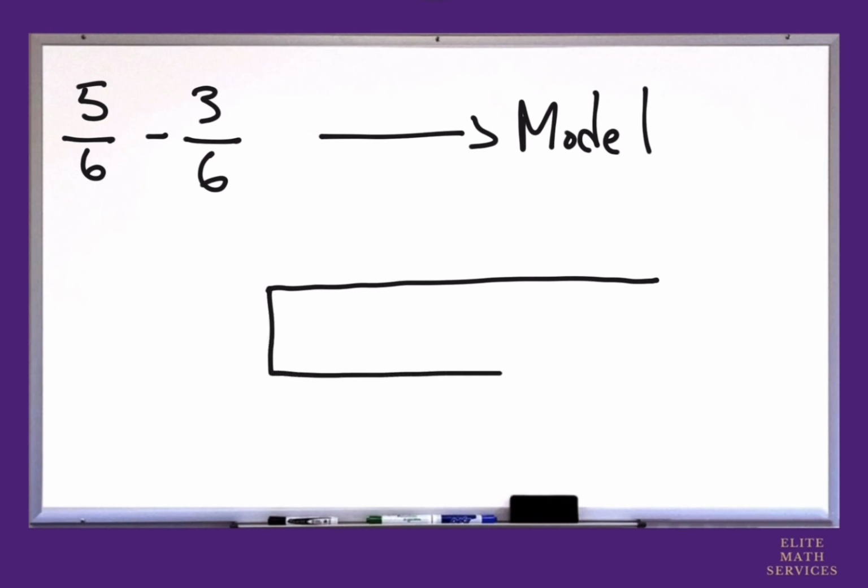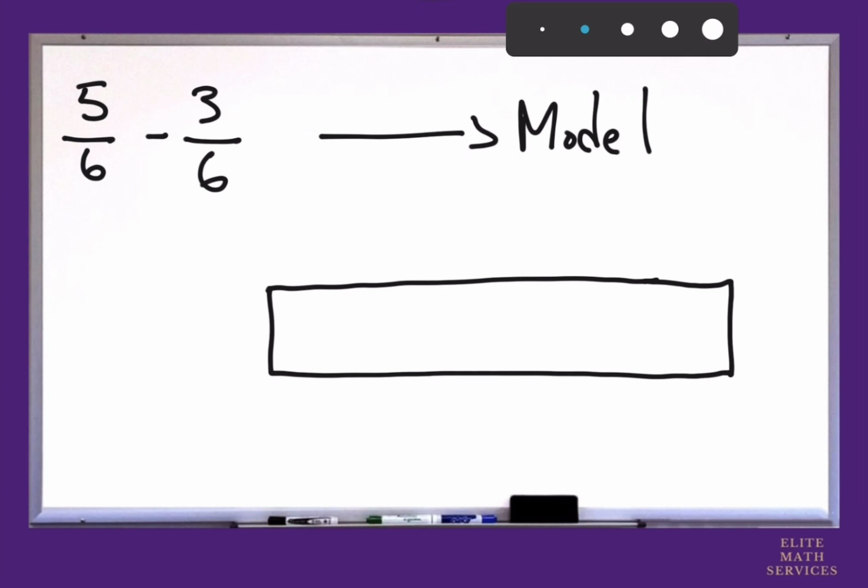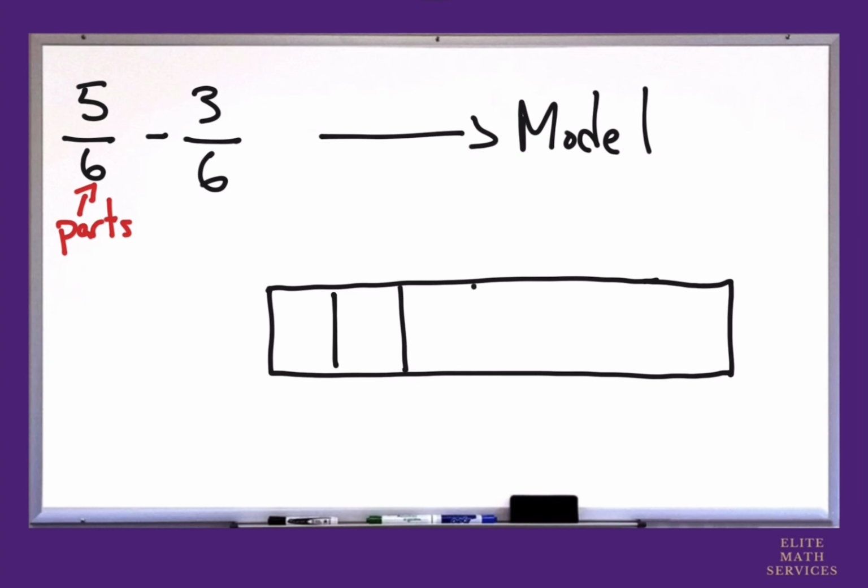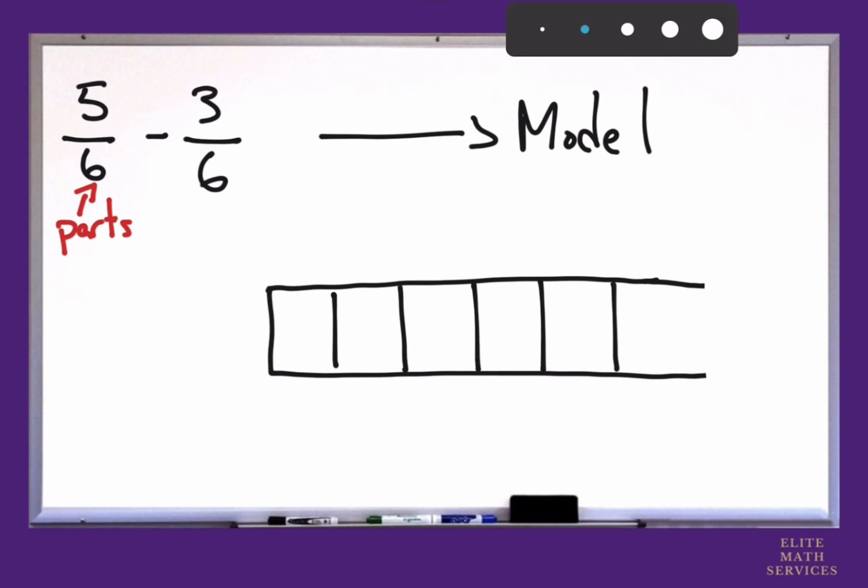So the first thing we want to do is draw a long rectangular figure. This is our strip. And let's remember our denominator tells us how many parts are in this strip. So we have 6 as our denominator, and we're going to cut this strip into 6 equal parts. So here we have a little part that is a little unequal, so we're going to clean that up a bit.